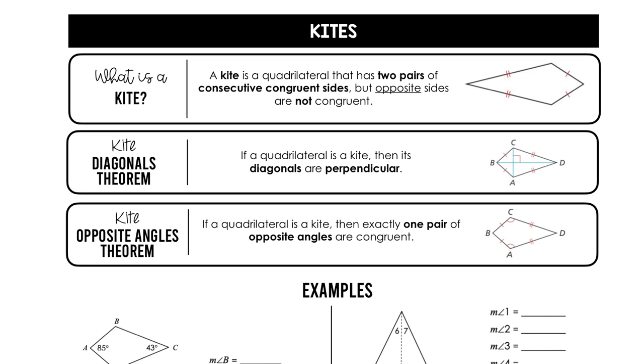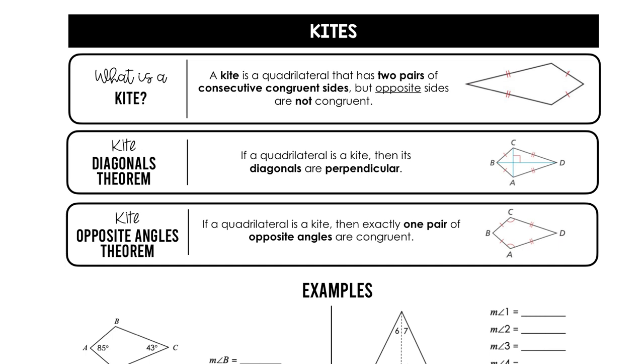All right, so we've talked about trapezoids. Now we need to talk about kites. So what is a kite? A kite is a quadrilateral. Again, notice it's not a parallelogram. A quadrilateral that has 2 pairs of consecutive congruent sides.